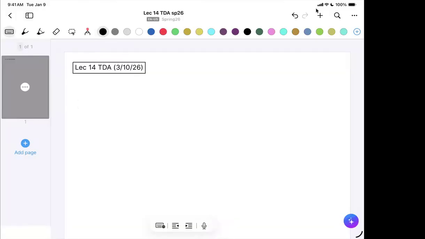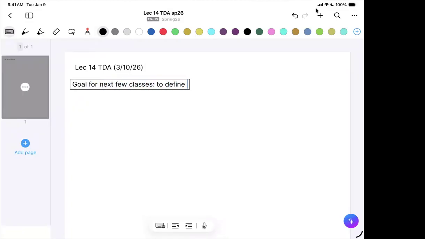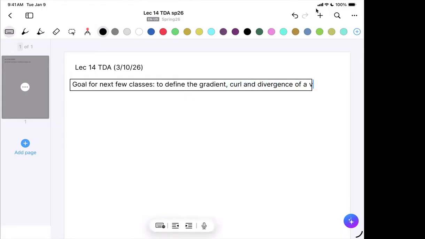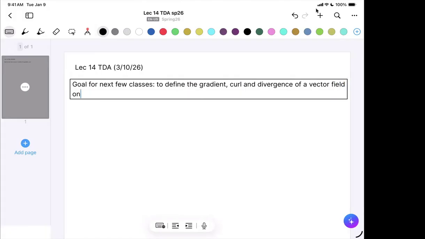So as I was telling you, what I wanted to do next, in the next few classes, which will continue after the spring break, is to discuss how you can define a version of the gradient, the curl, and the divergence on a simplicial complex. So the goal for the next few classes is to define the gradient, curl, and divergence of a vector field, let's say, on a simplicial complex.